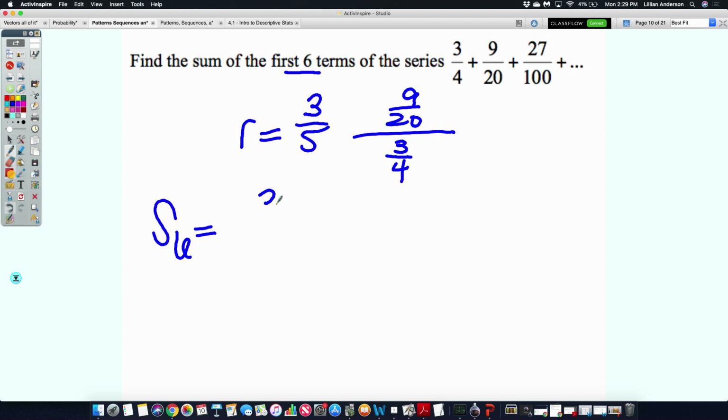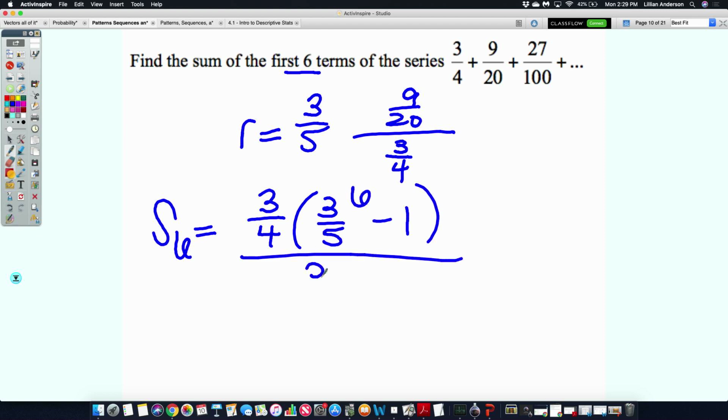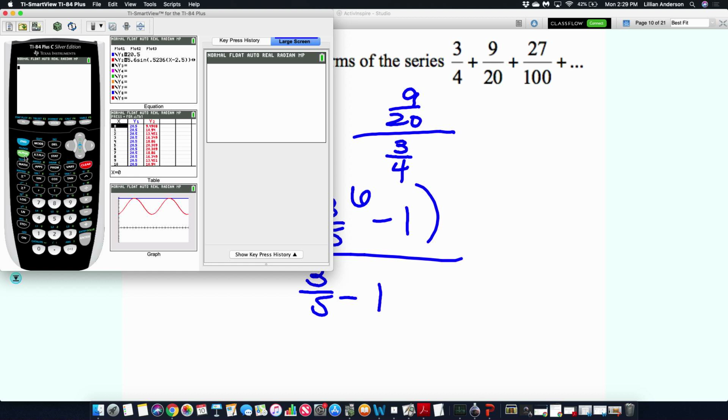So you're going to use the formula that says u sub 1 times r to the n minus 1, or 1 minus r to the n, r to the n minus 1. Oh, wait a minute. These are pretty much the same thing. n is 6 minus 1. They are the same thing. It's just that whichever way you do it, you want to keep it consistent on the numerator and the denominator.